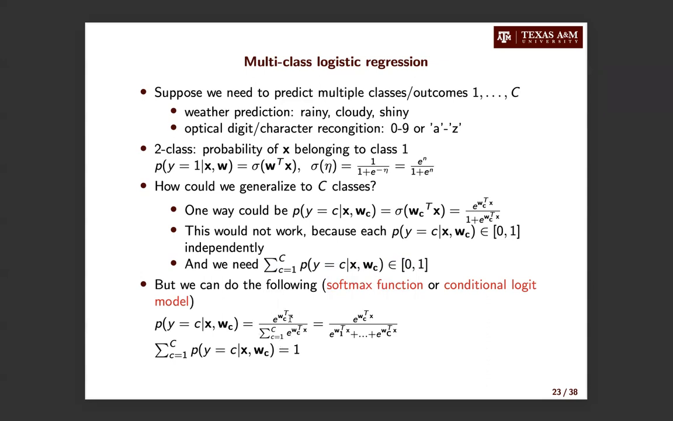The numerator of this expression is the exponential of the weight of the current class multiplied by the input. And the denominator of this softmax function is the sum of all exponentials over all classes. So by using this expression, the sum of the probabilities over all the classes now sums up to 1. And this is great because in this way we can generalize the binary classification to multi-class logistic regression.